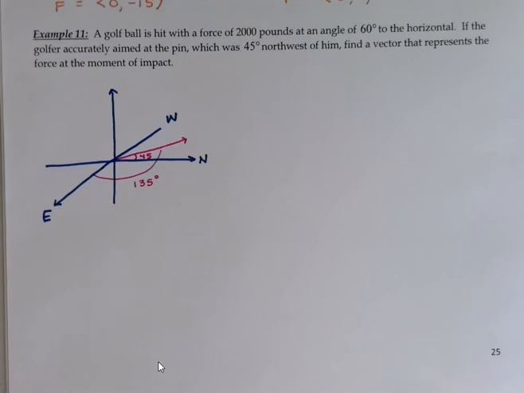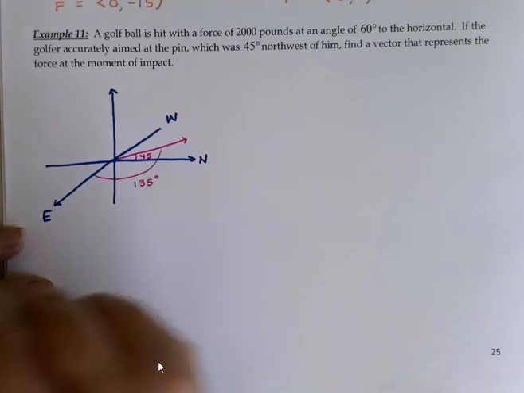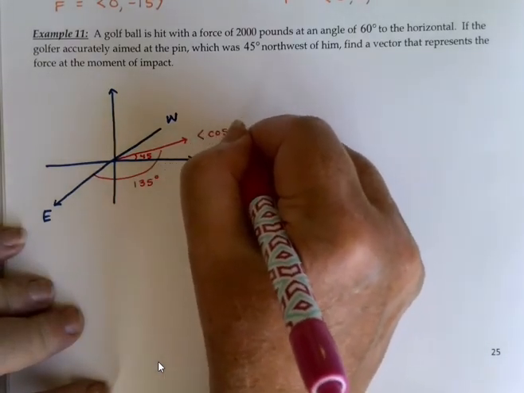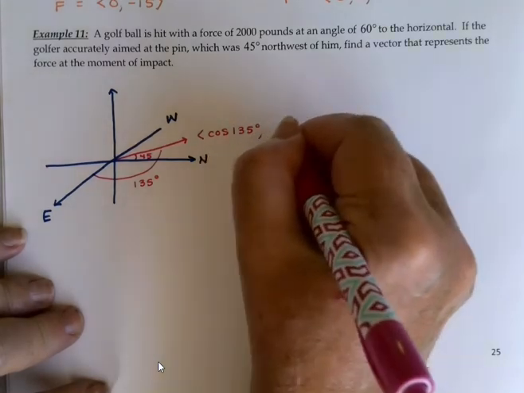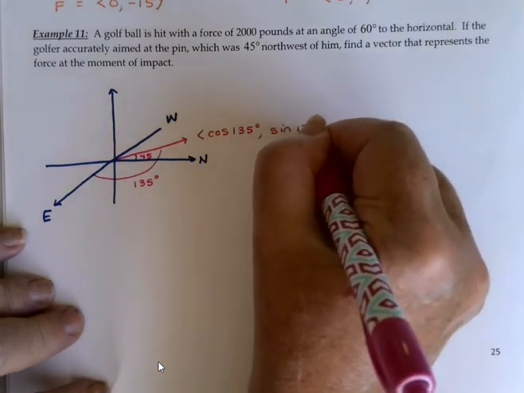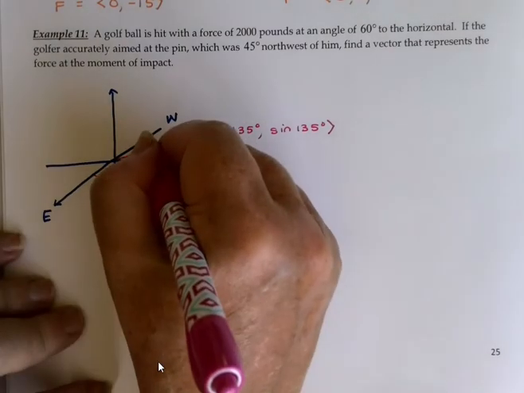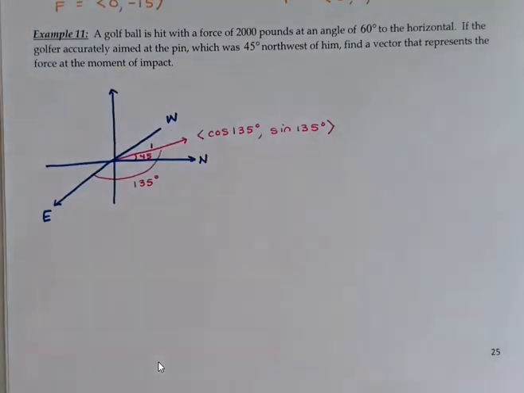So for right now, I don't care about the magnitude of this vector. I'm just going to get the direction right. I'm actually going to give this vector a magnitude of 1 by just using cosine and sine. We'd have cosine 135 and sine 135. And that vector has a magnitude of 1.